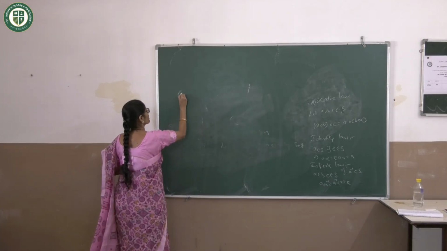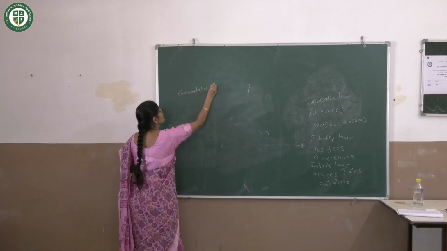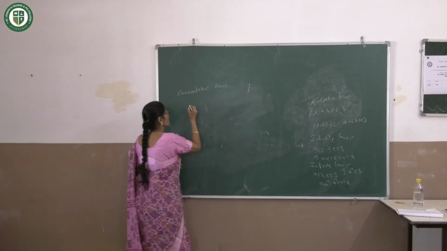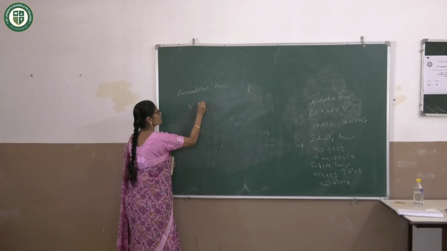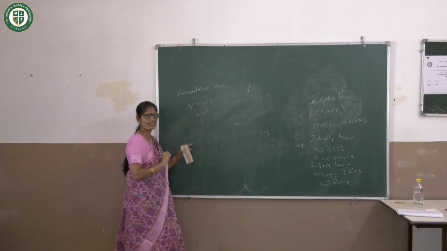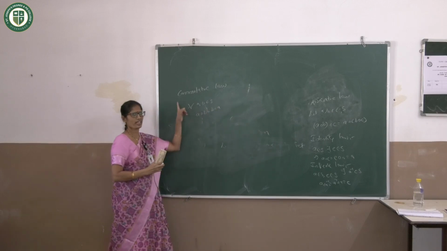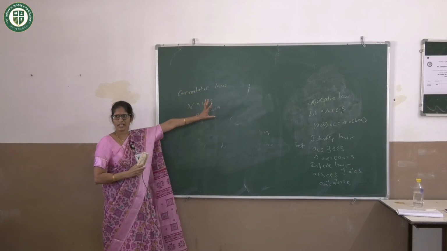Now we have one more condition, that is the commutative law. What is the commutative law? For all a comma b belonging to S, a circle b is the same as b circle a. Then we say that it is the commutative law. So this is the commutative property.